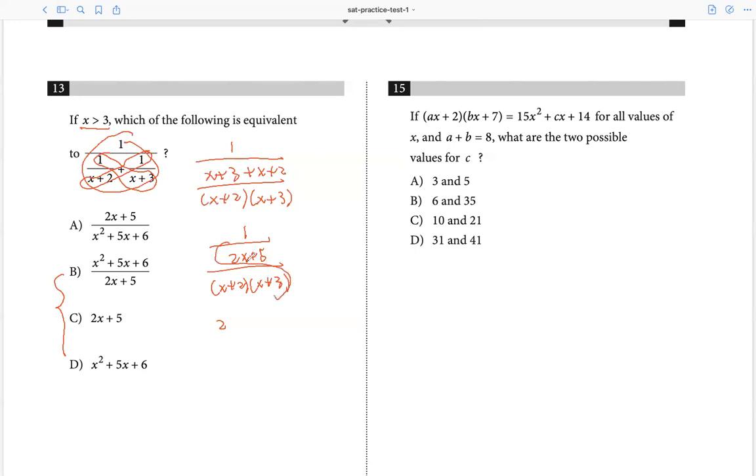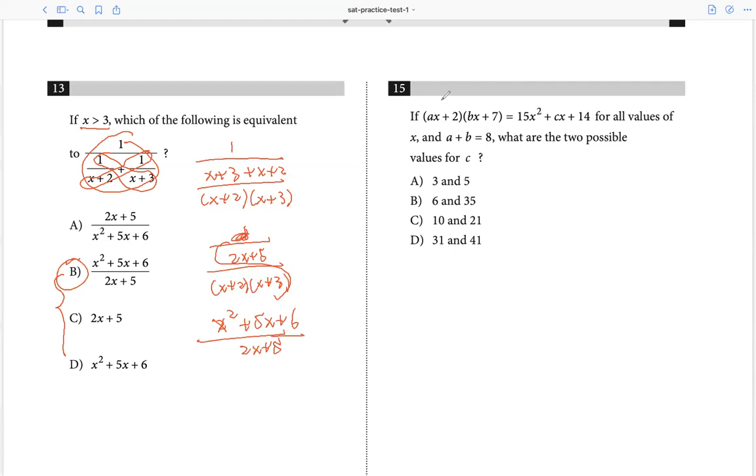So normal 1, we just get (x plus 2)(x plus 3) divided by 2x plus 5. Well, what's x plus 2 times x plus 3? That's x squared plus 5x plus 6, right? So the answer is (x squared plus 5x plus 6) divided by (2x plus 5). Well, we check, we see, okay, that's B, right? B is the same as our answer. Okay, now let's see 15.